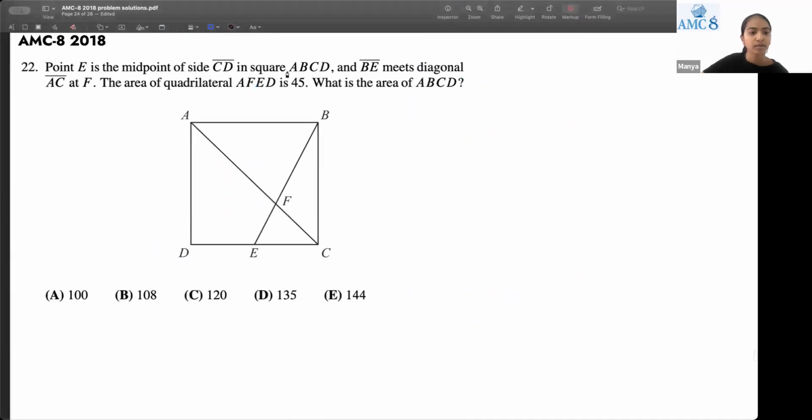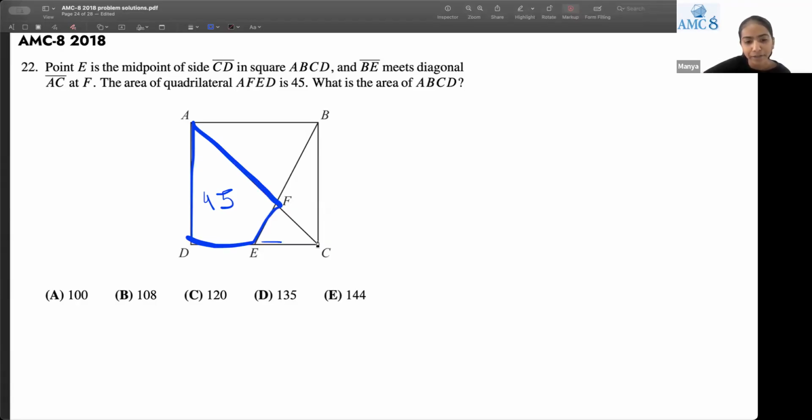Problem number 22. E is the midpoint of side CD in square ABCD, and BE intersects diagonal AC at F. The area of the quadrilateral AFED is equal to 45. What is the area of ABCD? So they told us that the area of this quadrilateral ADEF here is going to be equal to 45.